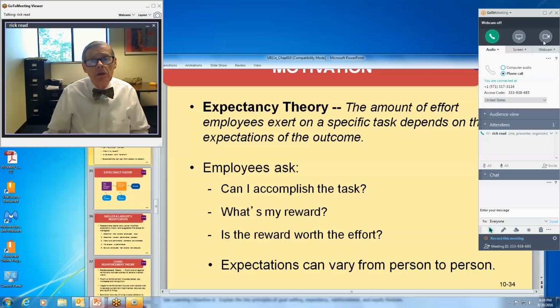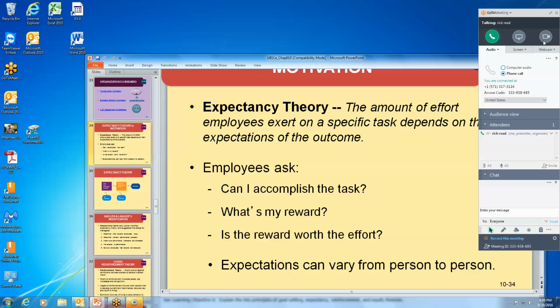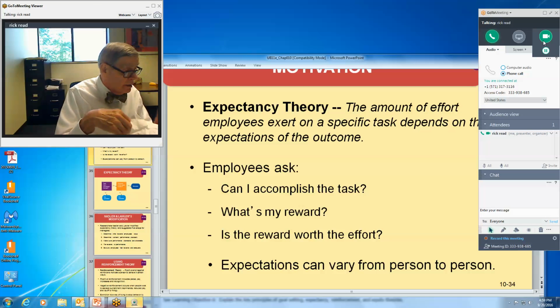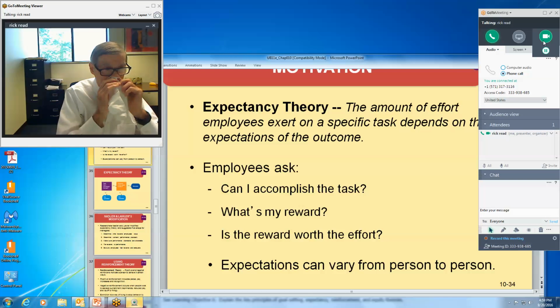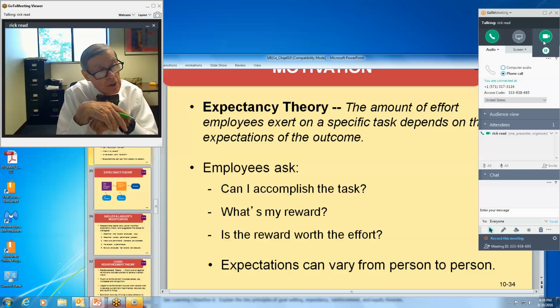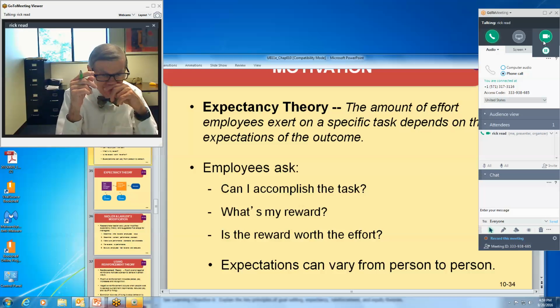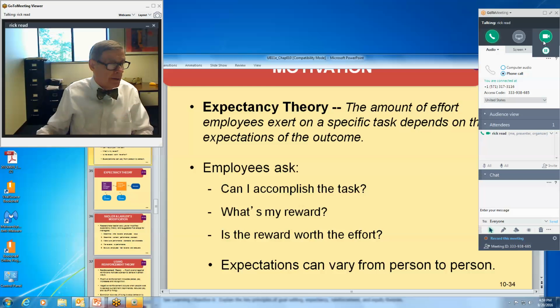Next, we move to what's known as the expectancy theory, and you can see this starting on page 280, and then the graphic at the top, the figure, which we'll get to in a second, which is 10.6. The first thing the employee says to him or herself is, "Can I do this? And then if I can do it, how am I going to be rewarded? What's the value of the reward? Is it going to be worth my effort?" And then we'll decide whether or not we're going to do it.